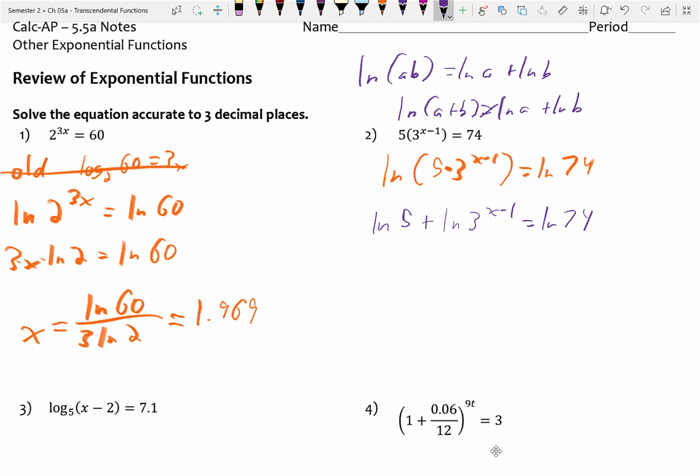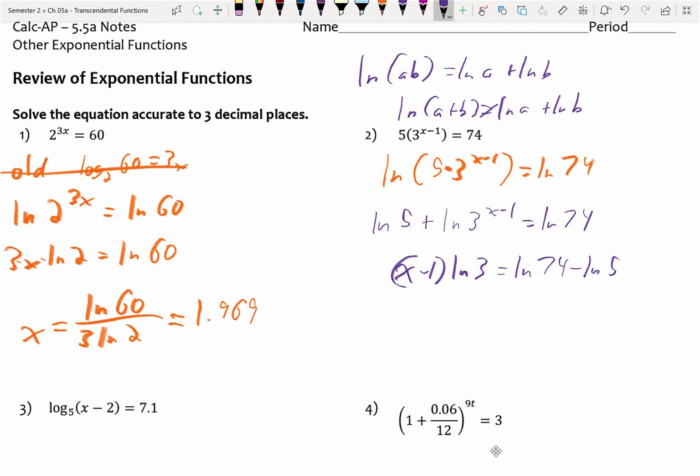Okay, next I could subtract the ln of 5 over, and could we do 2 things at once? Can I subtract the ln of 5 to the right side and also bring the x minus 1 out in front of the ln of 3? So I get the ln of 74 minus the ln of 5. And think back to the first step. If you had divided both sides by 5, you would have the same right side, just written as the ln of 74 fifths.